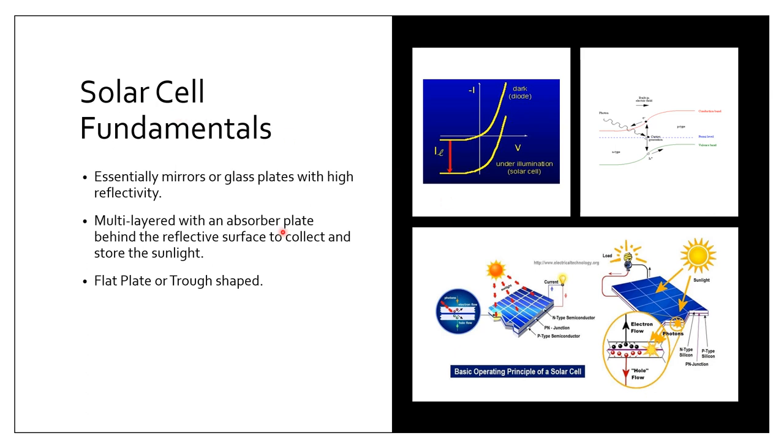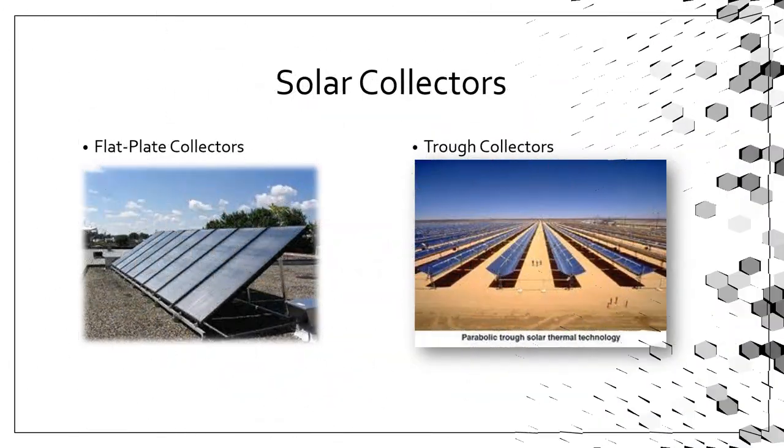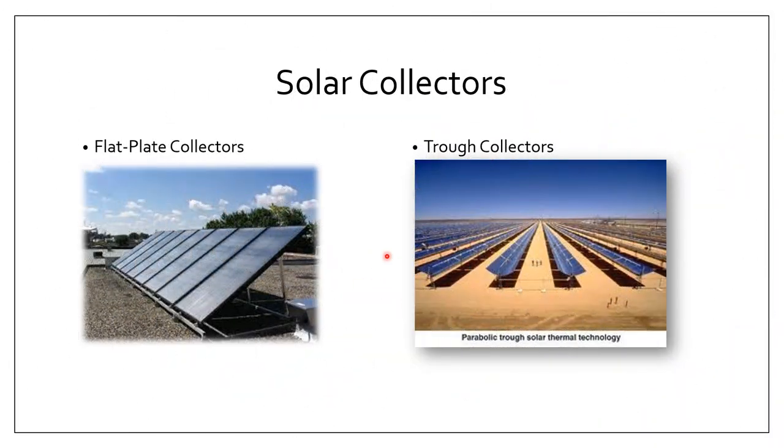So when you think about the solar cell, they're like mirrors or glass plates, right? And they have very high reflectivity. So here, light can strike and then reflect back. And they are multi-layer, and they have an absorber right under the surface. And that is going to collect the sunlight and store it in the battery. So we have two types. One is a flat plate, which is this one, and then a trough shape I'm going to show you. Collectors. This is going to turn the solar energy into electricity.